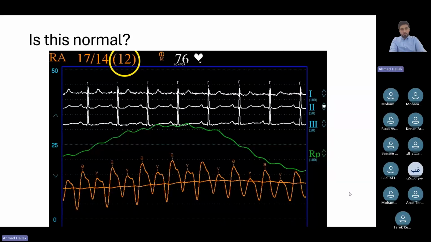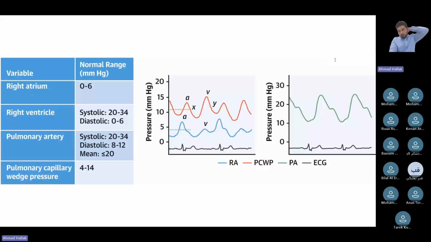Okay, so we'll talk about why this one is abnormal. To know what abnormal is, you need to know what the normal is first. The normal in this case: the blue one is the right atrial pressure, the red is the pulmonary wedge pressure, and on the right, this is the PA pressure. The PA pressure is characterized by this dicrotic notch.